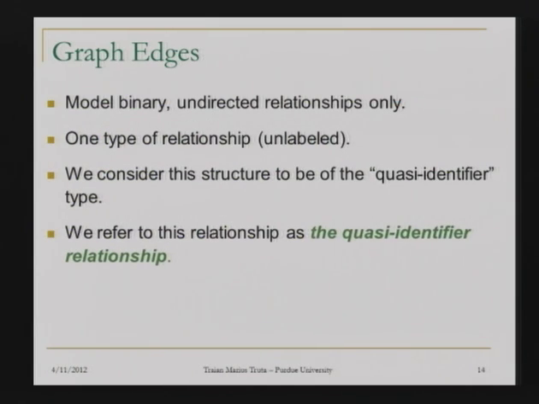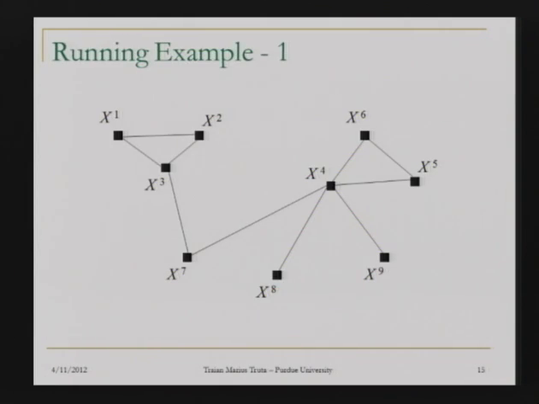Graph edges, I already mentioned, are undirected relationship only. It's just one type of relationship, so we have just a relationship such as friends, but not different relationships. This graph edge structure, we consider it to be a quasi-identifier type, which means it can be known by an attacker from other sources. So it's similar to gender or to age. And we refer to this relationship as the quasi-identifier relationship in the future.